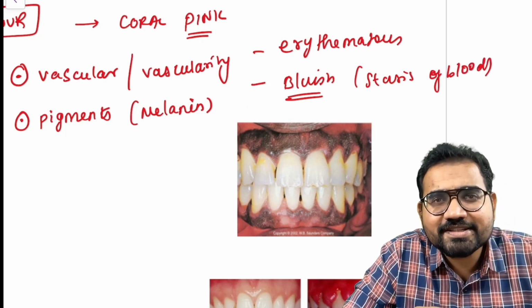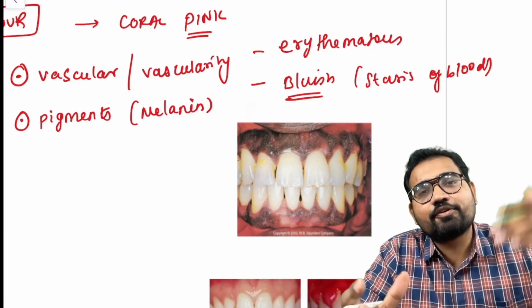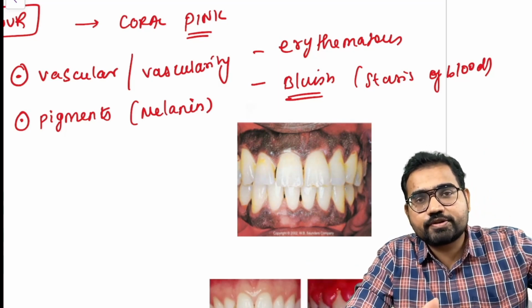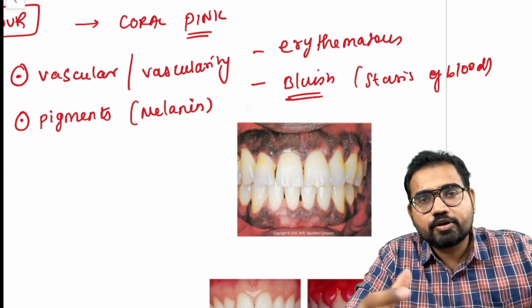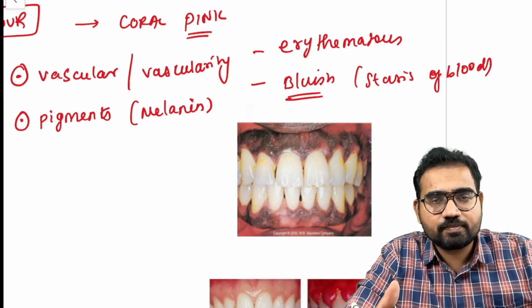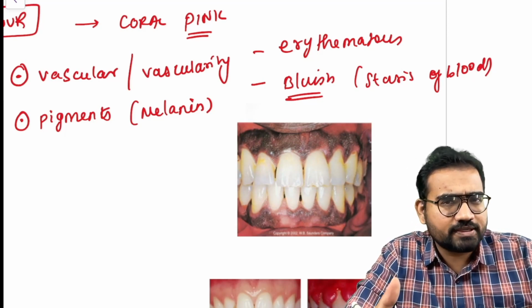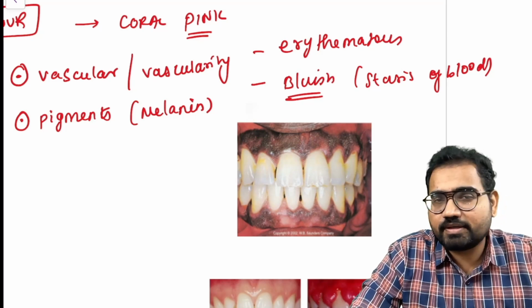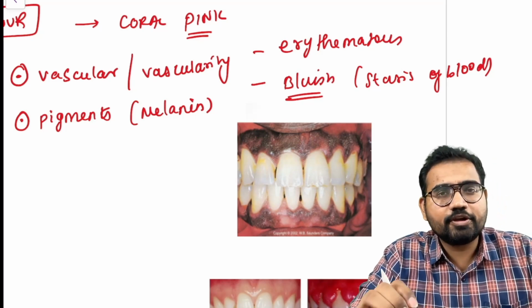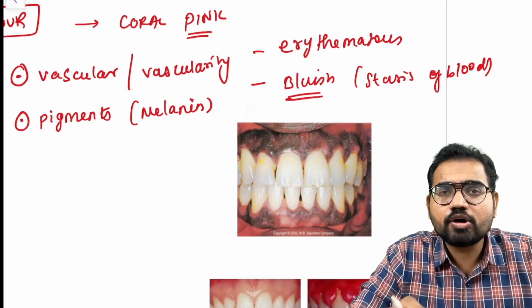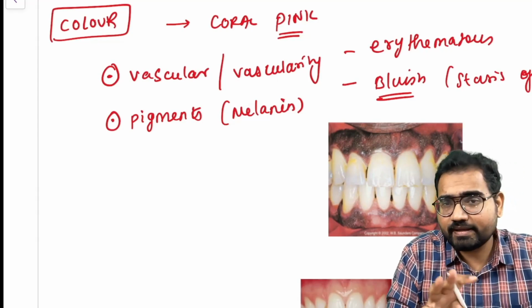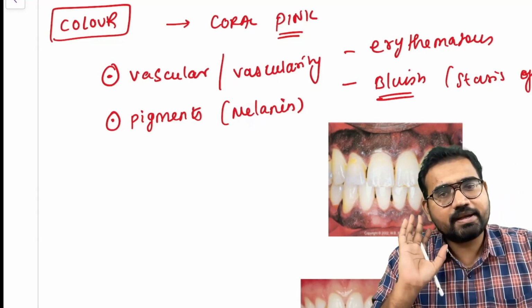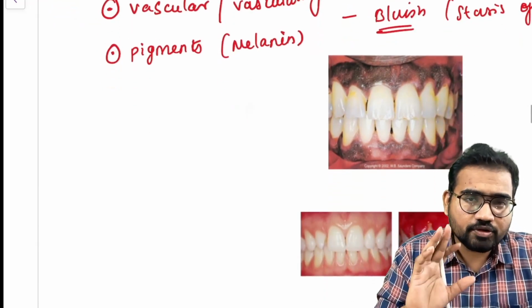How does stasis occur? Steps in inflammation. I'll tell you how when I talk about host response to inflammation, host response to bacteria. I'll talk about how this stasis of blood takes place and why the bluish color comes out. So whenever there is a pathology in the gingiva, it is going to be erythematous or bluish in color. So the color depends upon the vascularity and the pigments. What is a pigment? Melanin is your pigment. Melanin is a physiological pigment.